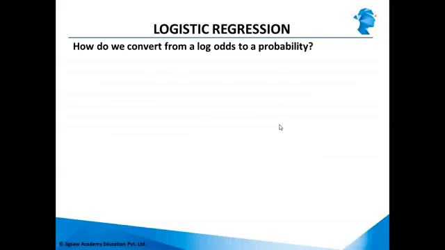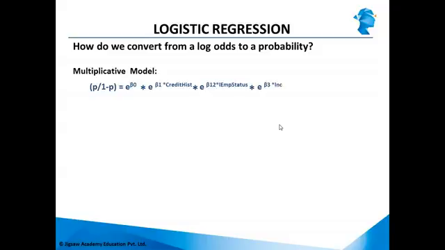Now, how do we convert from a log odds to a probability value, which is not in log form? The easy way to do that is to simply take the exponent on both sides. So instead of having log of p over 1 minus p equals beta 0 plus beta 1 times credit history plus beta 2 times employment status, what I'm going to do is take the exponent on both sides.